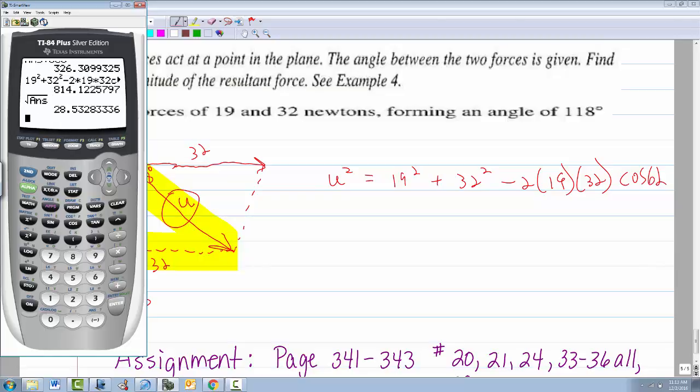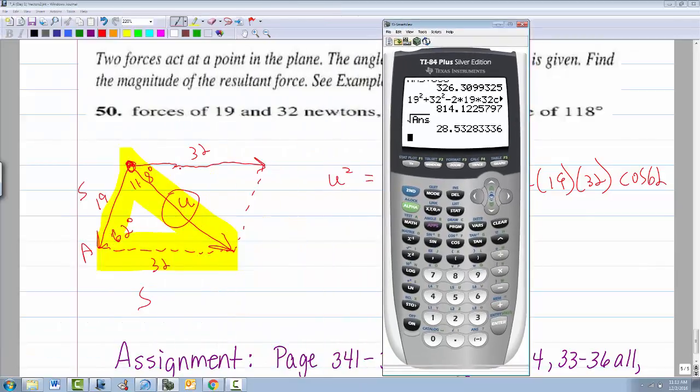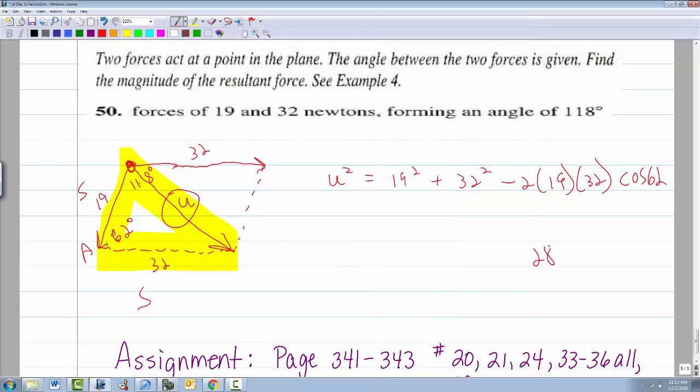It's got to be no more than the sum of these two. Like if these two people were almost like directly next to each other pulling on this object, then it would be the sum of these two forces. So it has to be somewhere between 19 and 32 is what we're saying there. So it's 28.5 newtons of force.